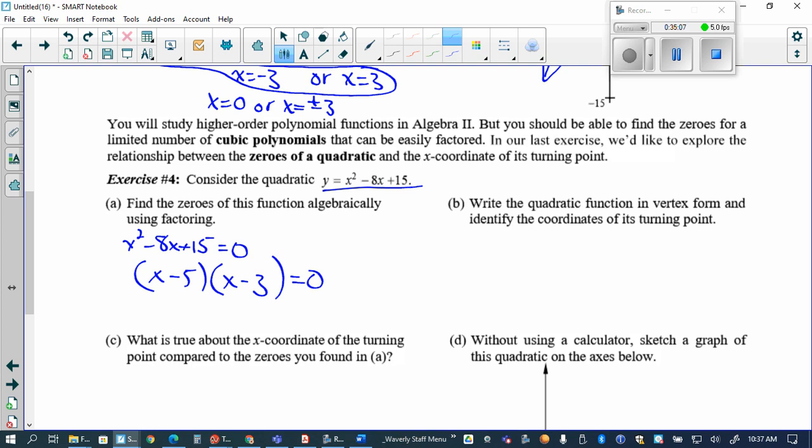So x minus 5 equals 0, or x minus 3 equals 0. So what does x equal? 5, or x equals 3. Okay.